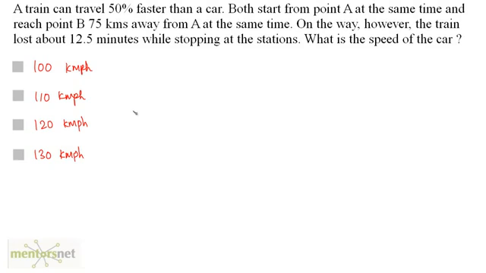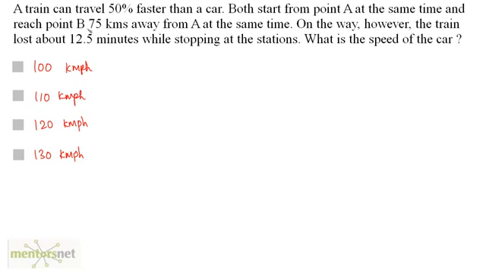A train can travel 50% faster than a car. Both start from point A at the same time and reach point B, 75 kilometers away from A, at the same time. On the way, however, the train lost about 12.5 minutes while stopping at the stations. What is the speed of the car?